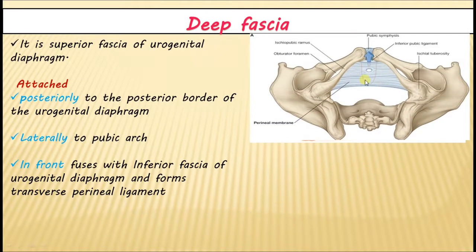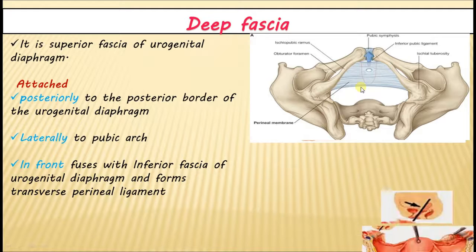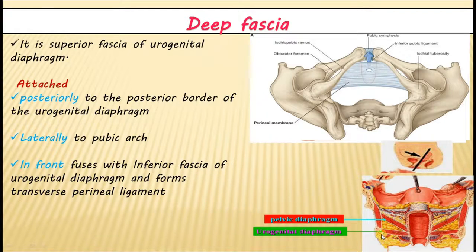So we are able to see the perineal membrane, which is stretching across the pubic arch, ischiopubic rami, and anteriorly it is thickened to form the transverse perineal ligament. So posteriorly it is closed, it will fuse with the superior fascia of the urogenital diaphragm. So it is a closed space, this deep pouch, which is lined by fascia above and below, whereas here you are able to see the superficial perineal pouch in case of the females.